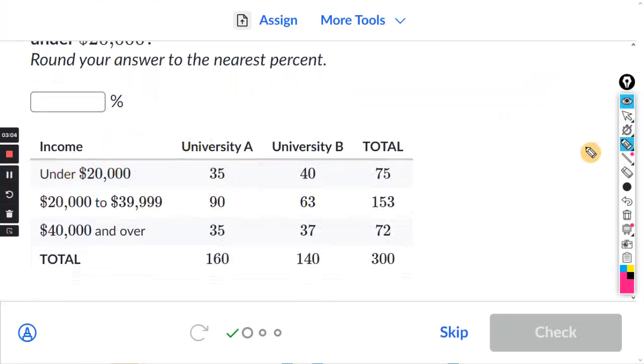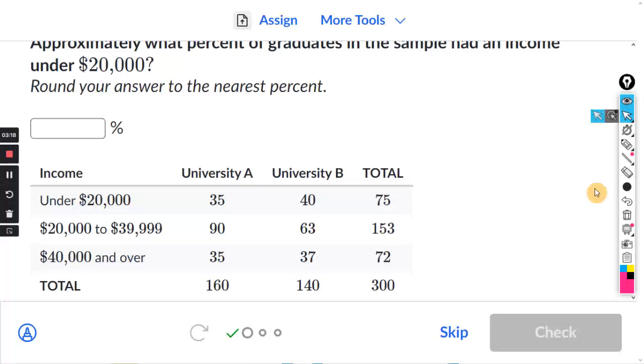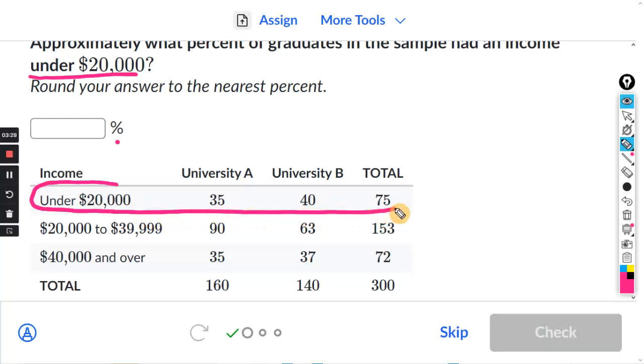All right, so we are looking at the total number of grads. This is the university type, and this is the income. And they want the percentage that had under 20,000. All right, in terms of percent, they want the ones that had under 20,000. So if we look at the under 20,000, we're looking at this row right here. Okay, and the totals, just like last time, the totals are on the right.